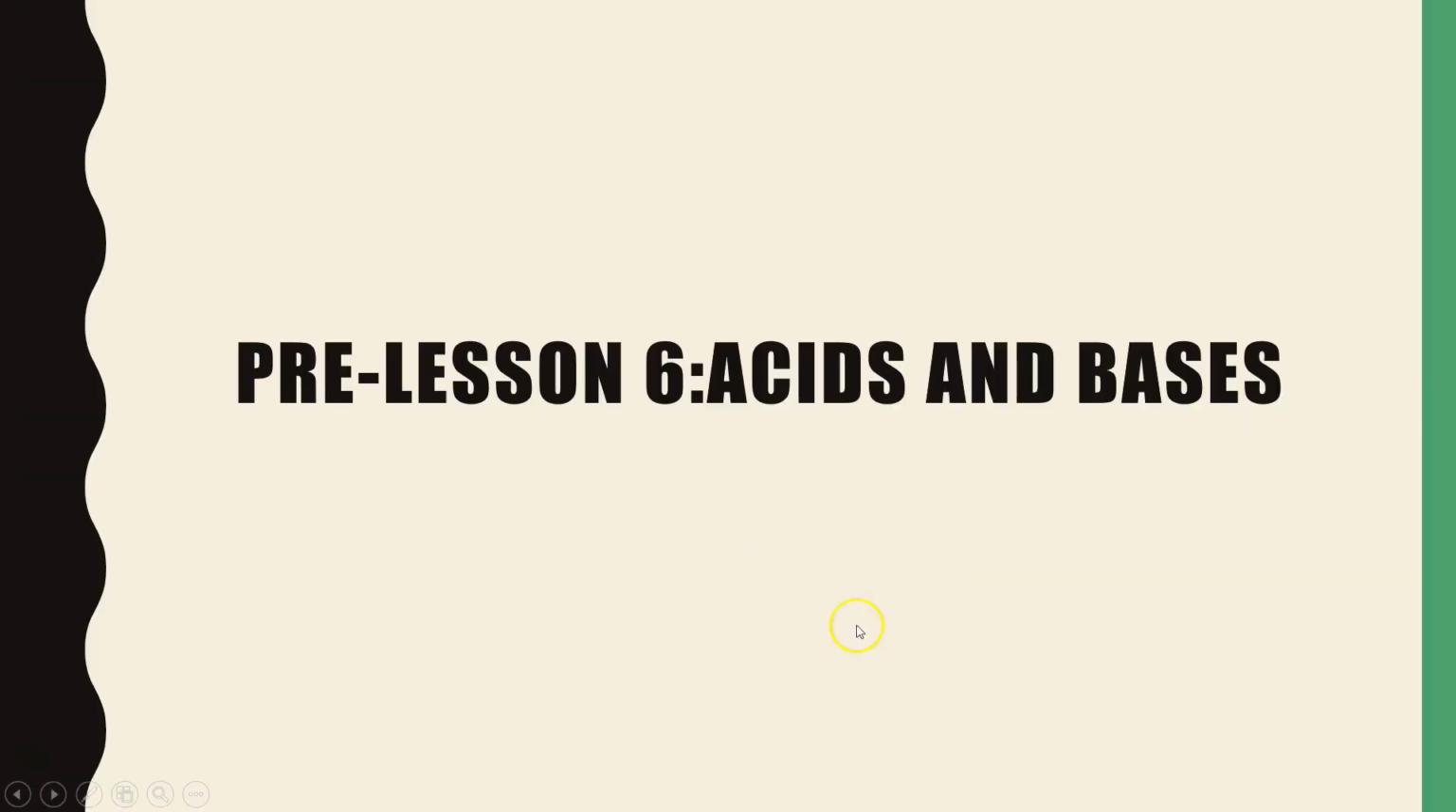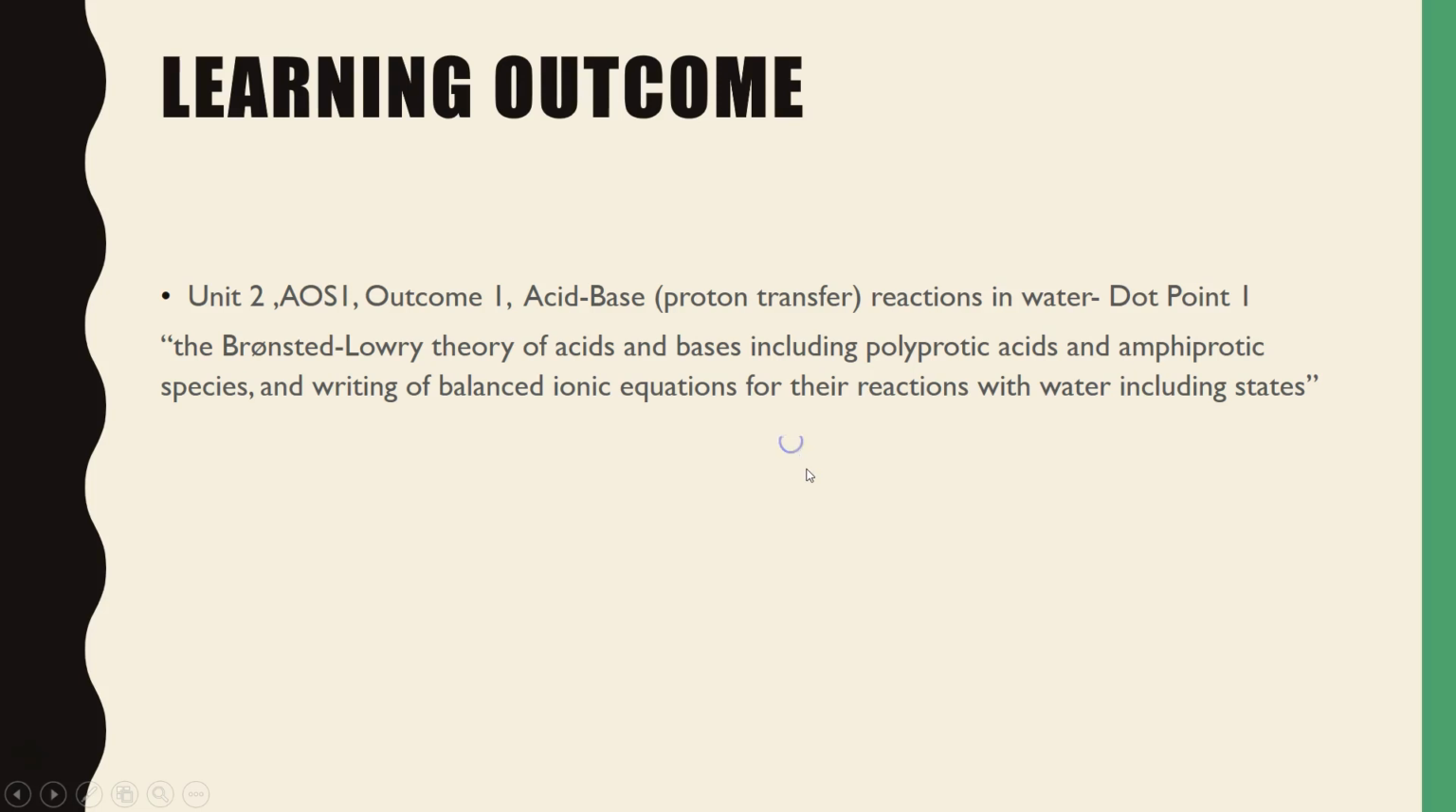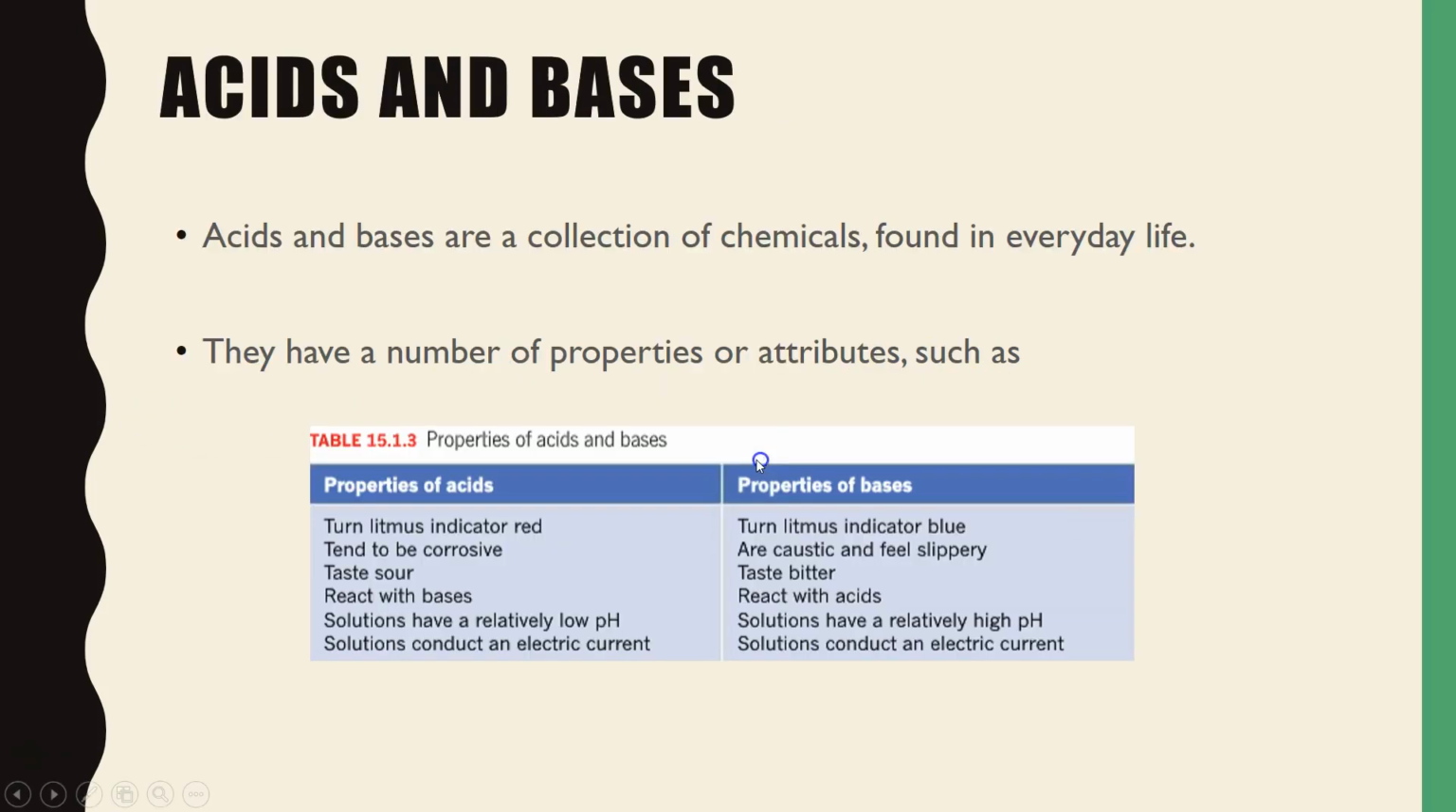In this lesson, we're going to be looking at acids and bases. The learning outcome for this comes from the study design, and you can see it's to look at the Bronsted-Lowry theory of acids and bases, including polyprotic acids, amphiprotic acid species, and writing ionic equations. We're going to just be focusing on polyprotic acids, amphiprotic acids, and what an acid base is.